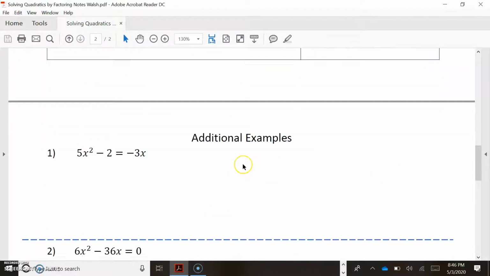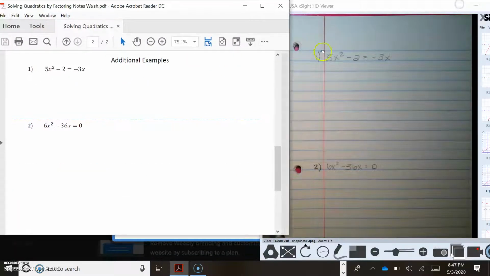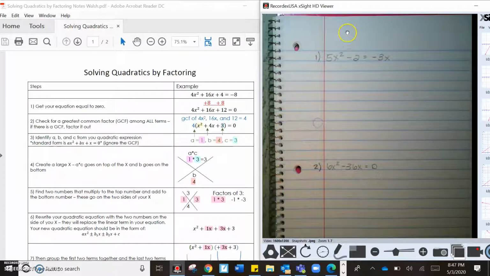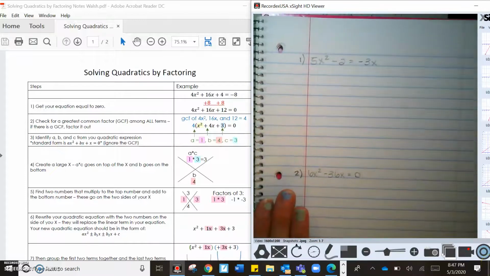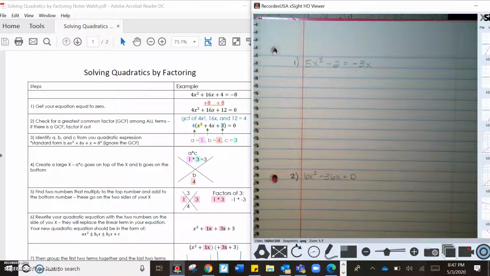So let's work on two more examples together. You can pause the video to write down those examples, and I'm going to continue to share my screen here so we can go through these steps and work on these examples together. I've rewritten them here. These are the two examples at the bottom of your notes page.